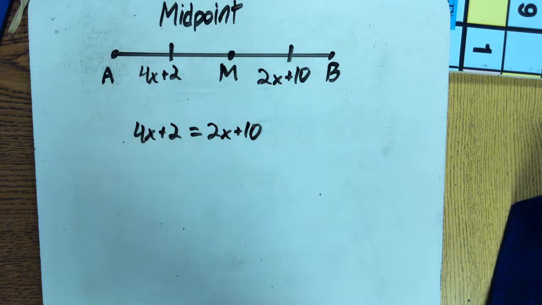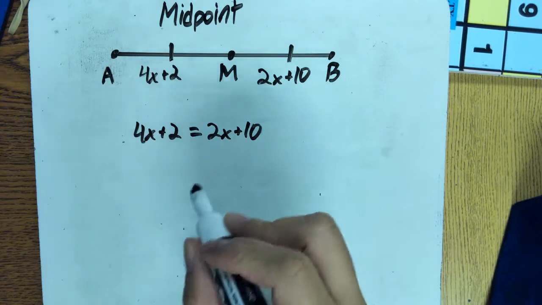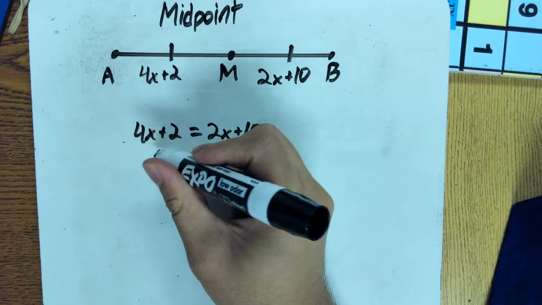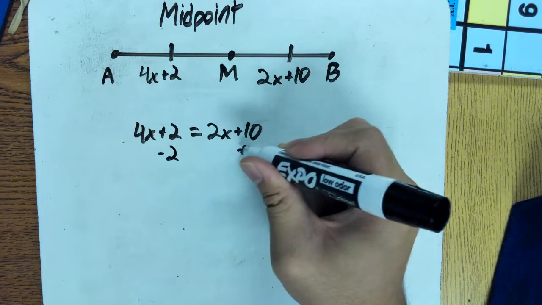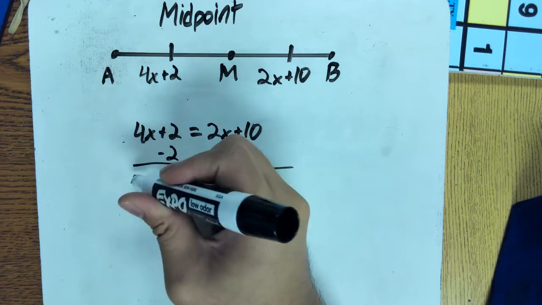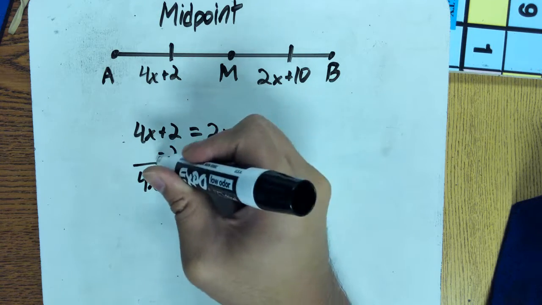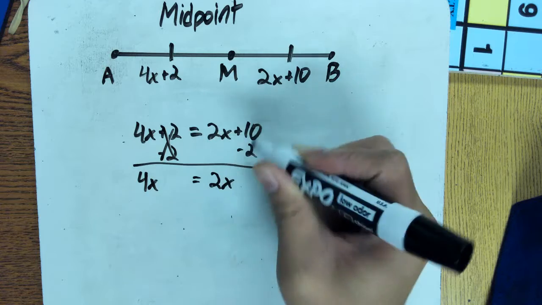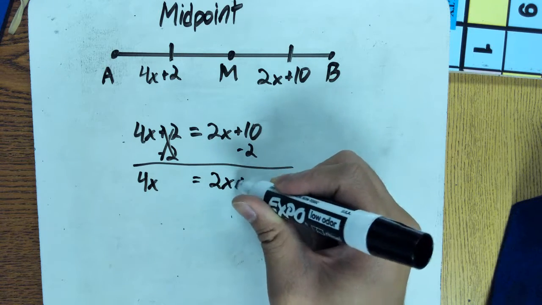We're solving for x. So the first thing I want to do is move this 2 to the right. Right now it's a plus 2, so I can subtract 2 on both sides. Get 4x, the 2's cancel, equals 2x, and 10 minus 2 is 8.